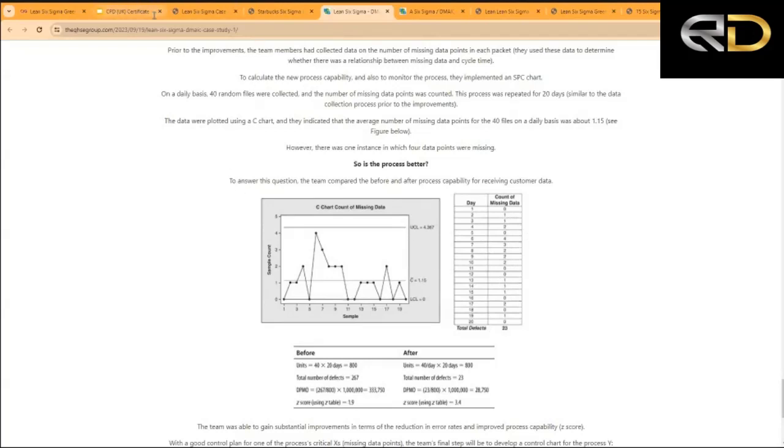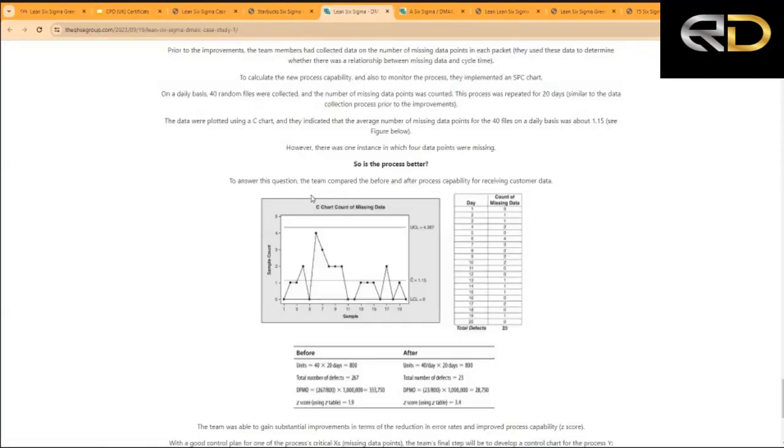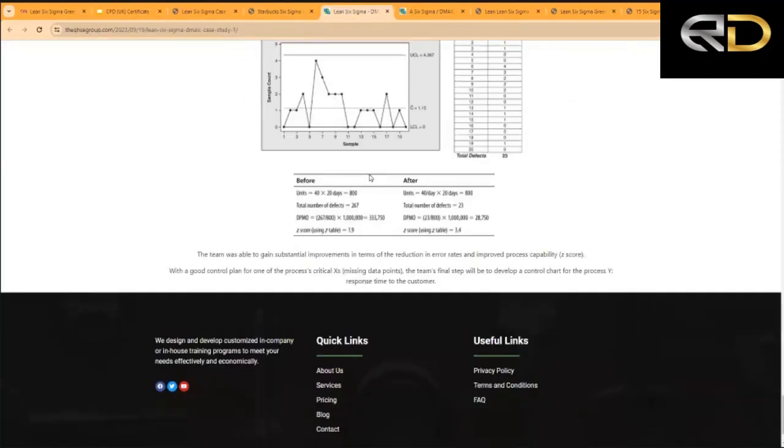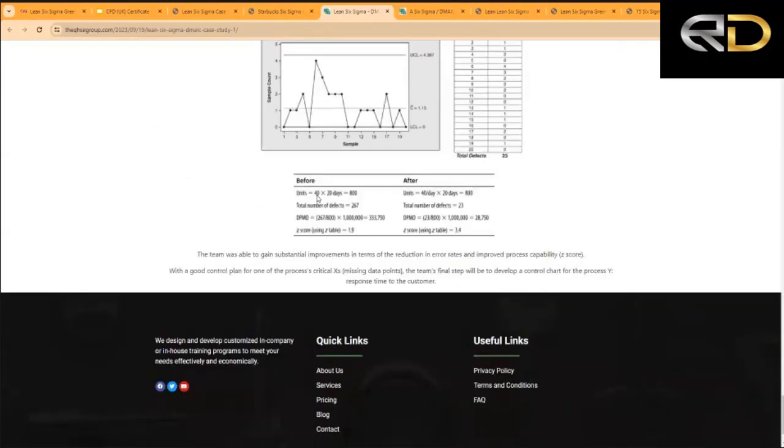So at this point, we have to determine what you call post-improvement capability. So before these improvement ideas, what was the sigma level? We collected 40 random files for 20 days, 800 files with 267 defects. That means for every million opportunities, we had 333,750. And so that is a Z-score of 1.9.